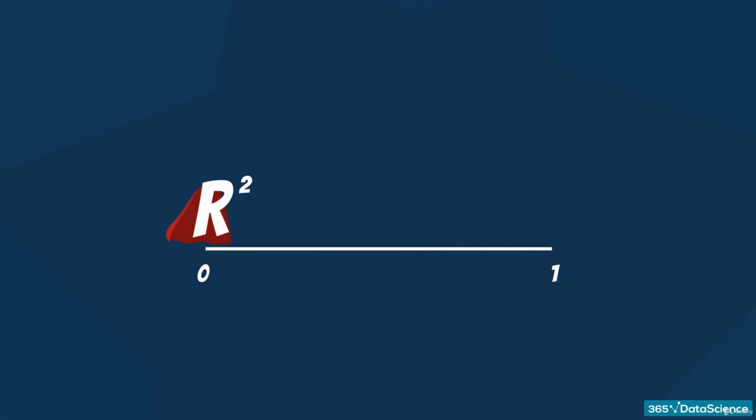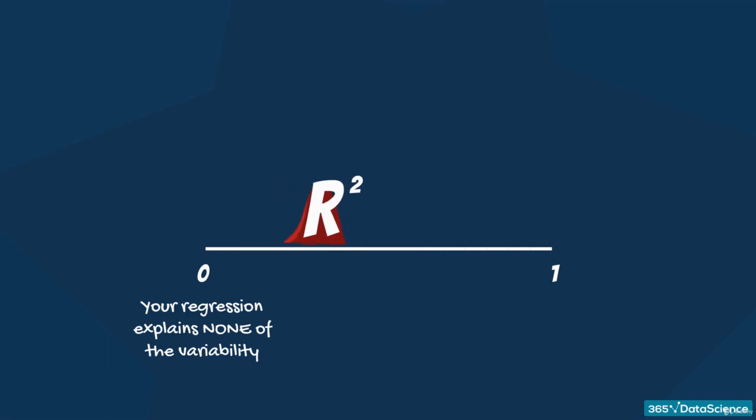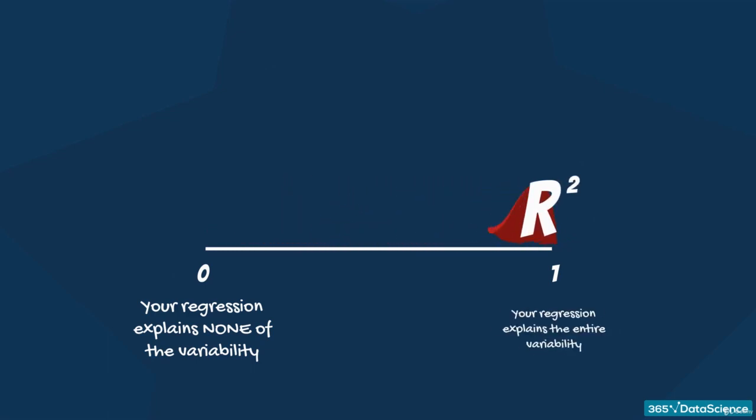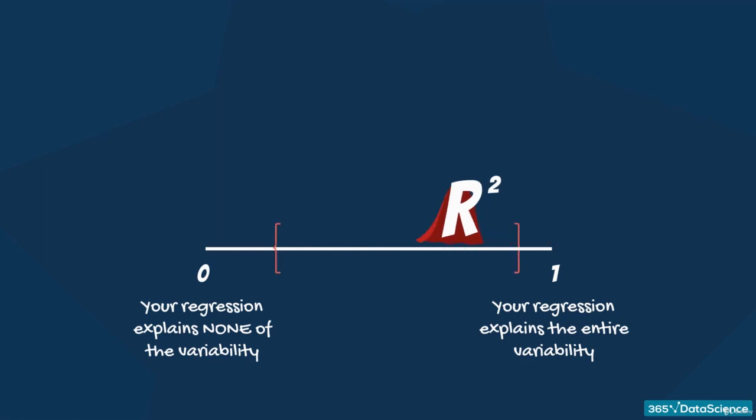An R-squared of 0 means your regression line explains none of the variability of the data. An R-squared of 1 would mean your model explains the entire variability of the data. Unfortunately, regressions explaining the entire variability are rare. What you will usually observe is values ranging from 0.2 to 0.9.